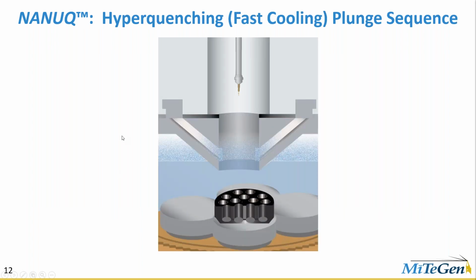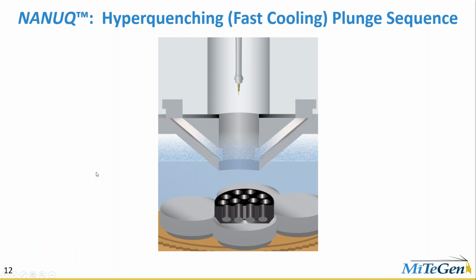So if you want to cool as fast as possible, we call this hyperquenching. This is what a plunge sequence will look like. Here's a sample on a wand. Here is a unipuck. Here is liquid nitrogen. And here is the cold gas that is formed above the liquid nitrogen. And this area here we call the plunge bore.